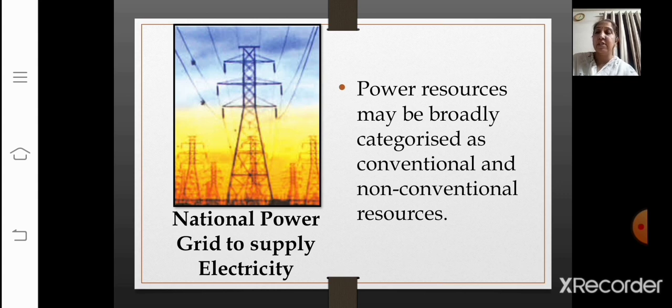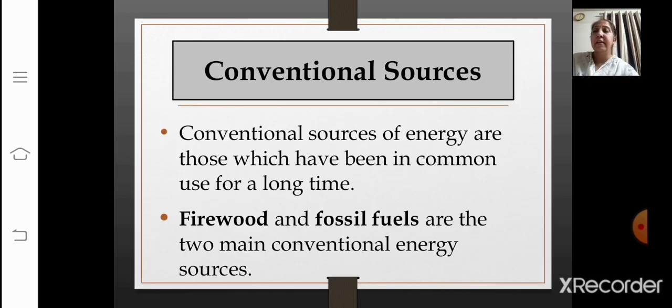Now, here the image has been given to you, that is a national power grid to supply electricity. Now, we are going to learn about the power resources in detail, the two categories, that is conventional and non-conventional resources. Let's move to the conventional resources now.